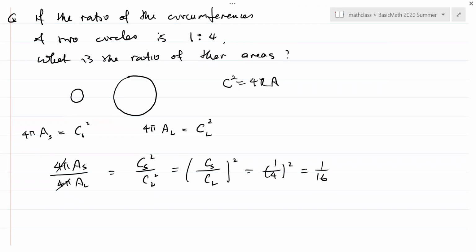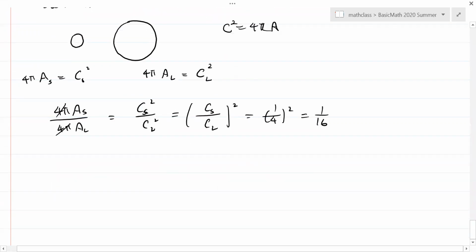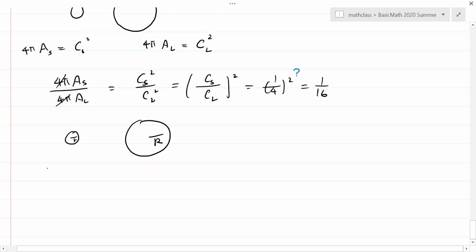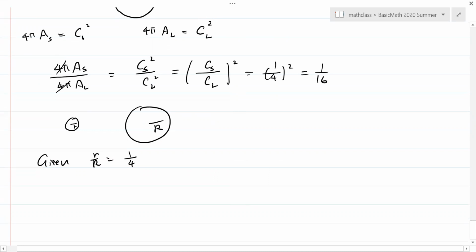Okay. Now you can also use the radius if you don't want to use the formula between area and circumference directly. And how do you do that? This is little r, this is capital R, right? So you are given r over capital R is going to be 1 over 4. Okay, that's a given. You want to find out the ratio of the area. Area is going to be pi r squared over pi capital R squared. So that's also much easier. It's pretty easy to do, right? So that's the ratio of the areas.